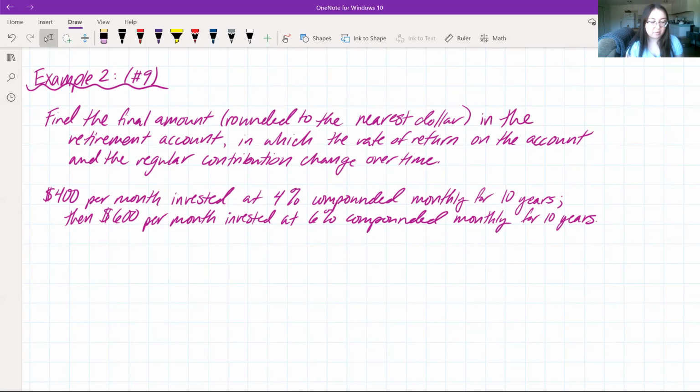So we have $400 per month invested at 4%, compounded monthly for 10 years, and then we're going to have $600 per month invested at 6%, compounded monthly for 10 years. So we're going to see the amount we invest and the interest rate change after 10 years.